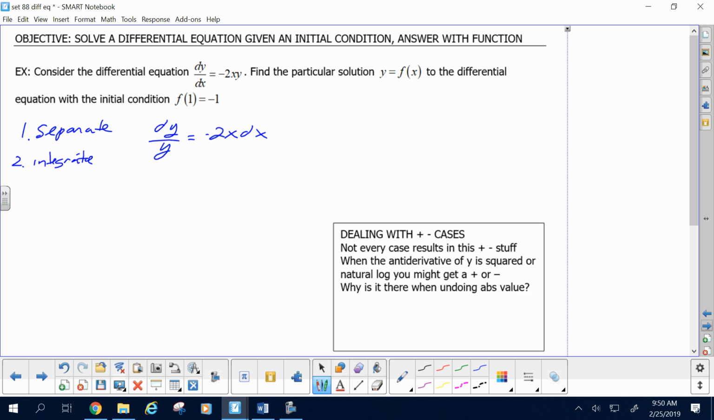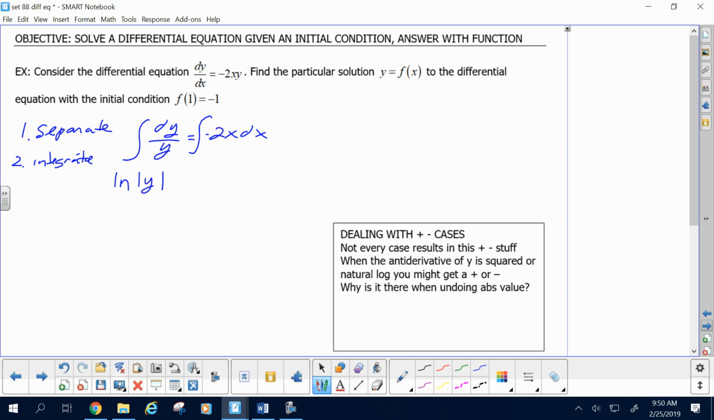You don't have to rewrite with integral signs. You can show both the separation and, hey, I'm going to integrate in the same step, and that's okay. What is the antiderivative of the left-hand side? Be careful. Natural log of absolute value of y, and that's crucial. If you dump that absolute value, you just lost 2 points on the AP class.